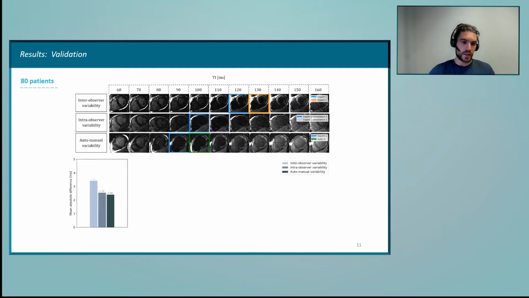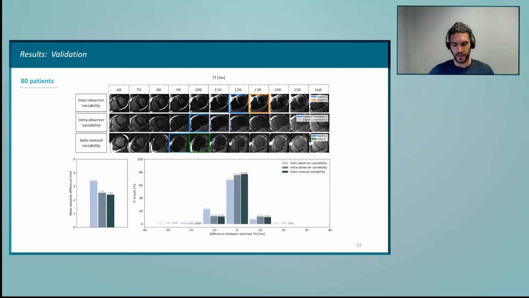So if we look at the mean absolute difference, the same metric we used, what we can see is the highest mean absolute difference is for the inter-observer variability, followed by the intra-observer, and then the auto versus manual variability, which means that we have a better consensus in our validation set with our automated algorithm compared to one expert than one expert compared to another, and then one expert that performed the same selection twice.